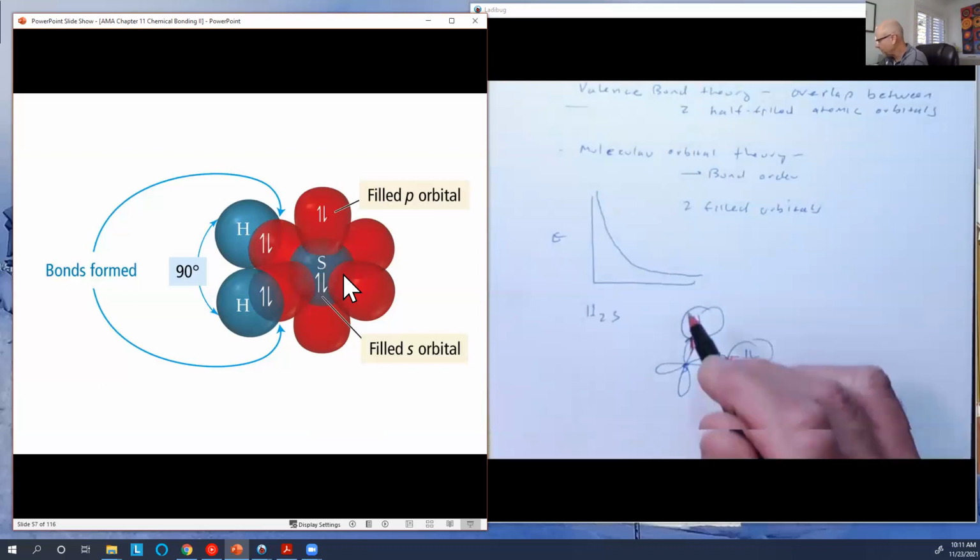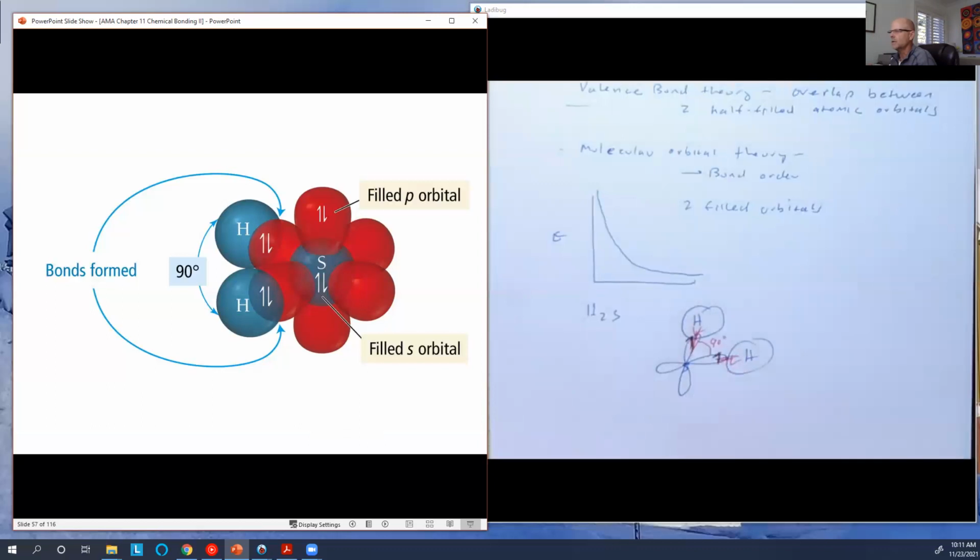Since the angle between these half-filled orbitals is 90 degrees, right? Because they're p orbitals, and we know p orbitals are orthogonal to one another, we would predict that the H2S molecule has a bond angle of 90 degrees. We go out into nature, we measure the bond angle of H2S, and it's a little bit more than 90 degrees, about 92 degrees, but pretty good agreement with experiment, right? So this is the way valence bond theory works. The overlap of half-filled orbitals creates chemical bonds, and the geometry of the molecule is, of course, determined by the geometry of the overlapping orbitals, right? In this case, because the overlapping orbitals have a bond angle of 90 degrees, the molecule has a bond angle of 90 degrees.